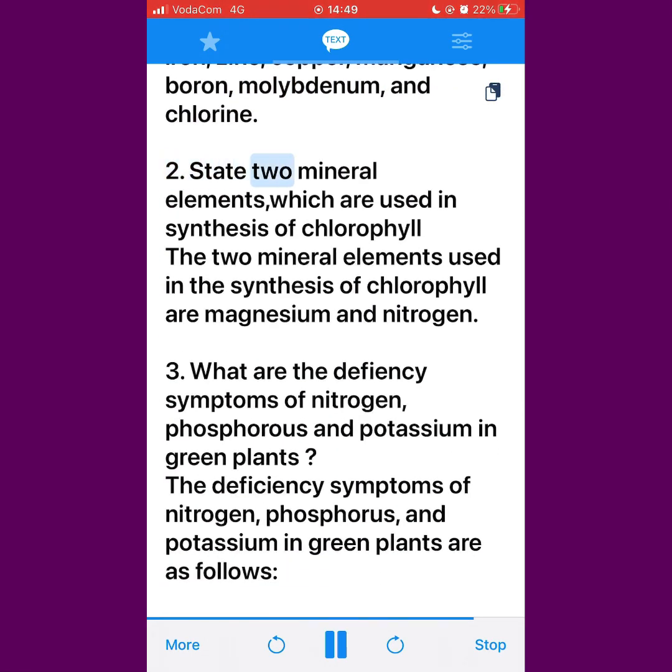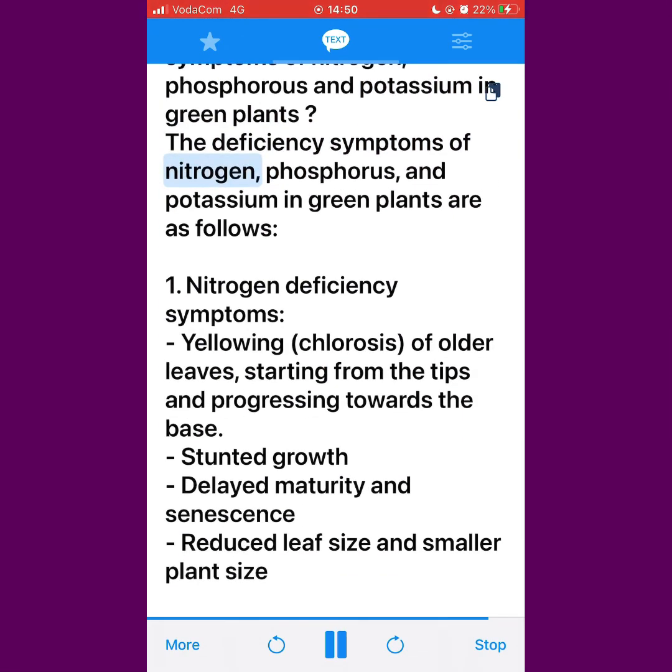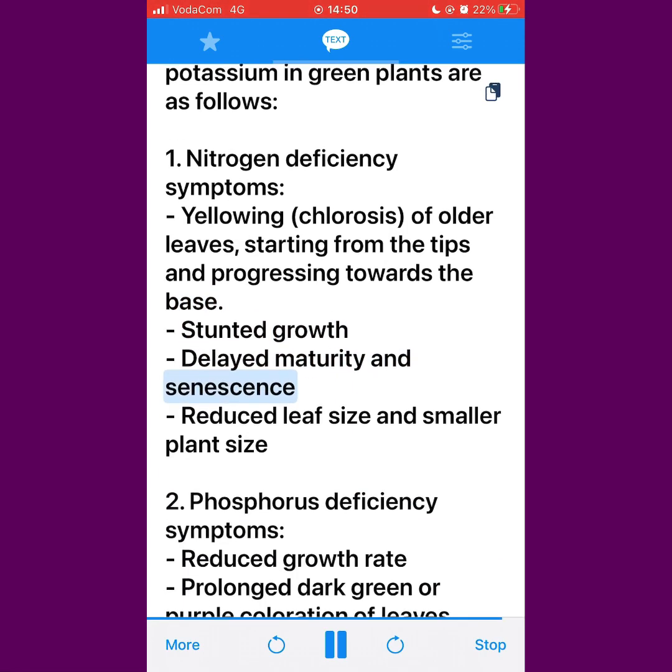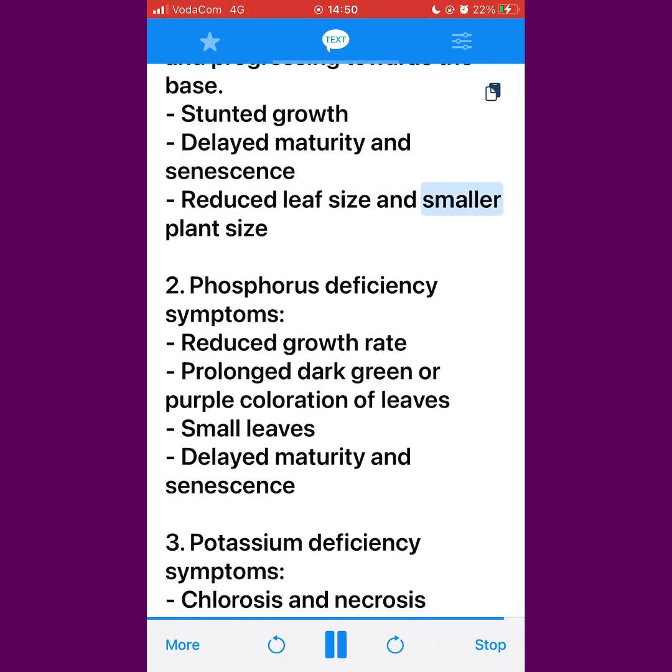2. State 2 mineral elements which are used in synthesis of chlorophyll. The 2 mineral elements used in the synthesis of chlorophyll are magnesium and nitrogen. 3. What are the deficiency symptoms of nitrogen, phosphorus, and potassium in green plants? The deficiency symptoms are as follows. 1. Nitrogen deficiency symptoms: yellowing (chlorosis) of older leaves, starting from the tips and progressing towards the base; stunted growth; delayed maturity and senescence; reduced leaf size and smaller plant size.